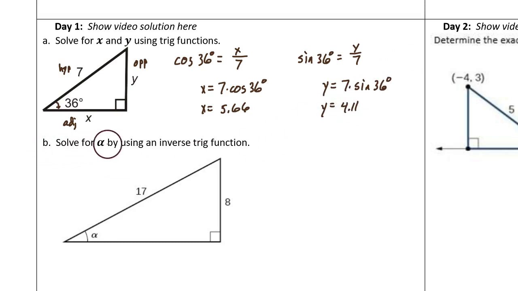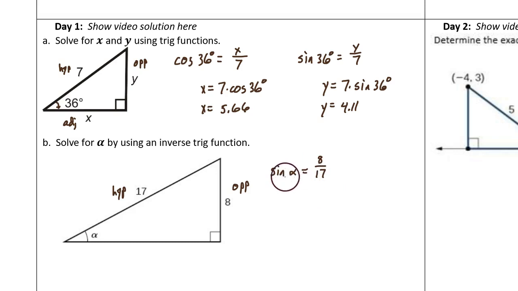Now question B, solve for angle alpha by using an inverse trig function. So relative to where angle alpha is located, the 17 is the hypotenuse and the 8 is the opposite leg. We want to choose a trig function that involves hypotenuse and opposite. That would be sine. So sine of angle alpha is equal to the opposite divided by the hypotenuse.